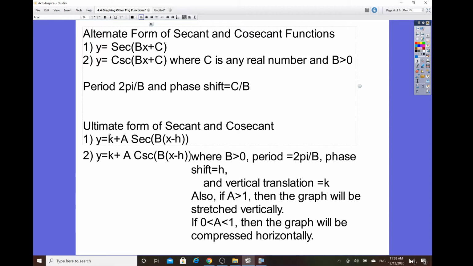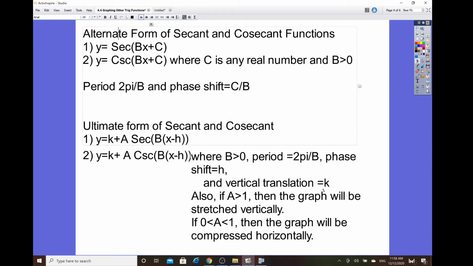And then the ultimate form, as you can see, the capital B is being factored in. So y equals k plus a secant of capital B times x minus h. For the cosecant, it's pretty much the same form, so just change the function into cosecant. Where b is greater than 0, the period is 2 pi over b and the phase shift is h. The reason it's 2 pi again is that secant and cosecant are based off the graphs of cosine and sine.